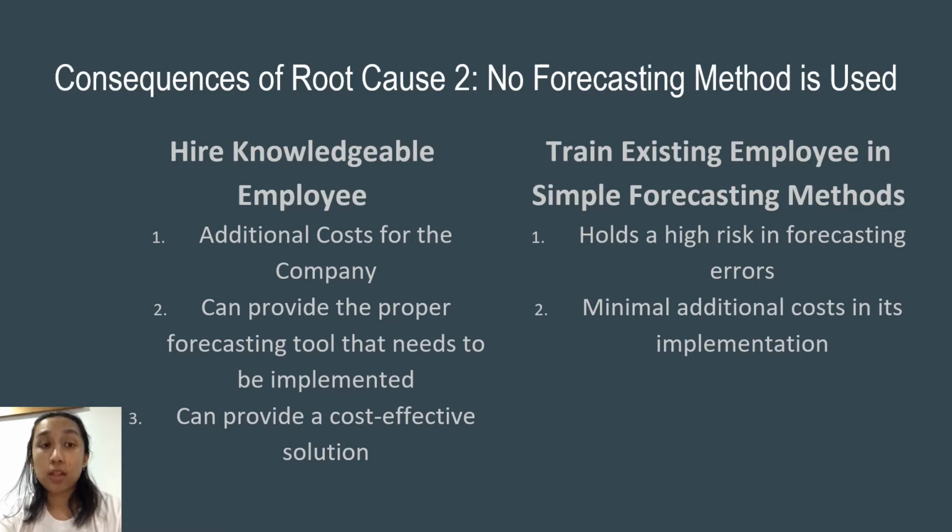And for the second alternative, train existing employees in simple forecasting methods, a consequence of this is holding a high risk of forecasting errors, as it is only a simple and understandable forecasting method with low accuracy. And second, training is a more minimized cost compared to hiring a new employee. That is why a consequence of this is minimal additional cost in its implementation.